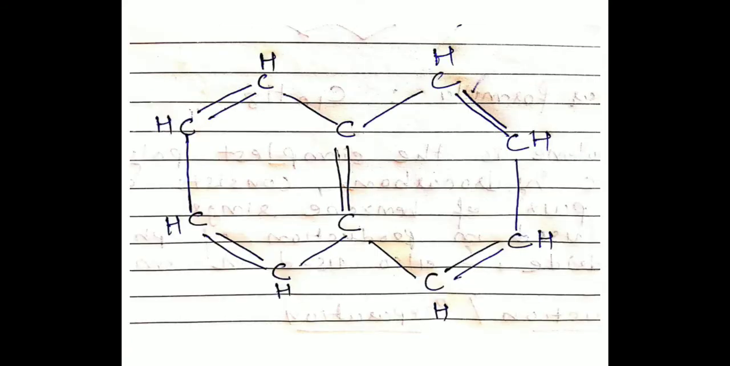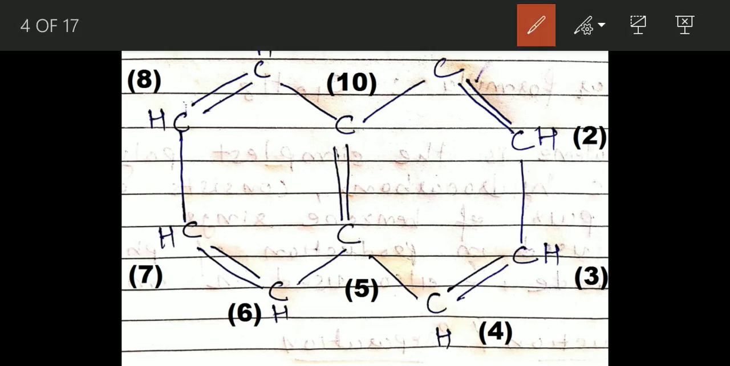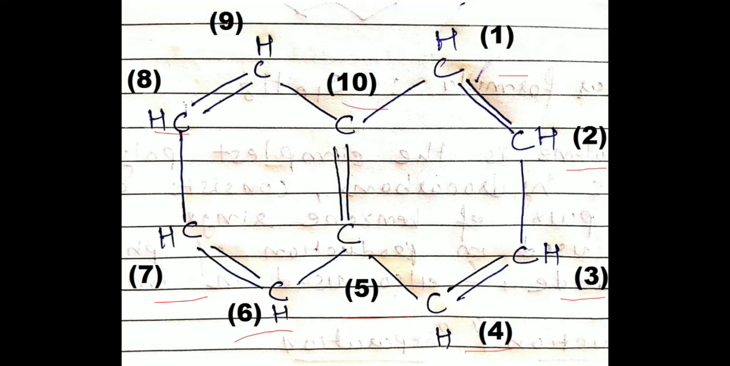Now you can see the structure of naphthalene in this slide. It consists of two fused rings of benzene with 10 carbons and 8 hydrogens. In this slide, numbering is given to each carbon position like 1, 2, 3, 4, 5, 6, 7, 8, 9 and 10. This numbering will help us in nomenclature of naphthalene products.